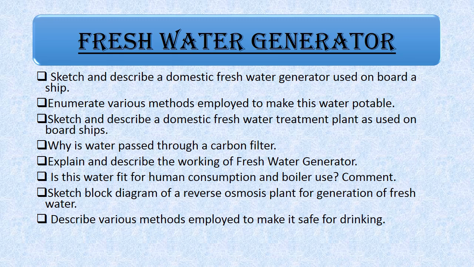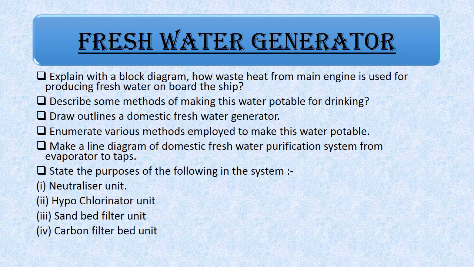Explain and describe the working of freshwater generator. Is this water fit for human consumption and boiler use? Comment. Sketch a block diagram of the reverse osmosis plant for generation of fresh water. Describe various methods employed to make it safe for drinking. Continuation: explain with block diagram how waste heat from main engine is used to produce fresh water on board ship.